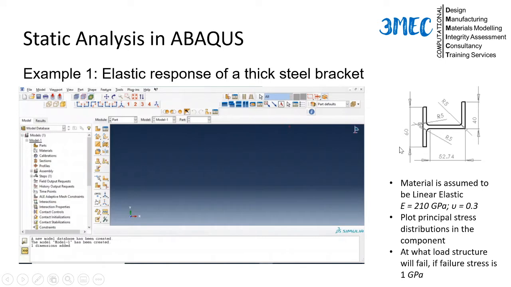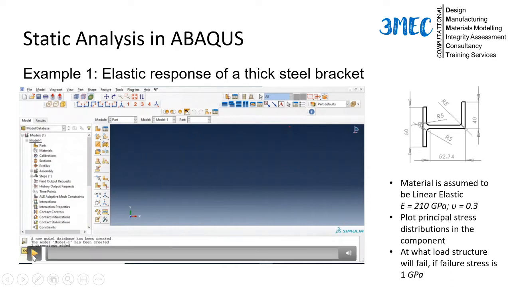So if you're not familiar with ABAQUS, or you don't like ABAQUS pre-processing, you can use any other CAD software like SolidWorks, CATIA, or Autodesk Inventor, for example. You can make your model there, export it as a SAT, STEP, or IGS file, and then directly import it in ABAQUS as well. So it's not necessary to make everything here, but in this case I'm going to show you how you can make it in ABAQUS.